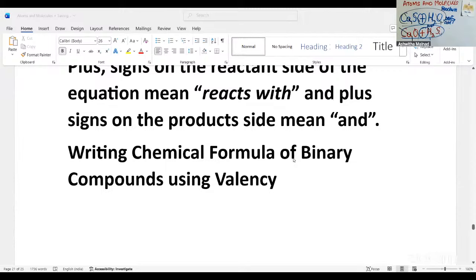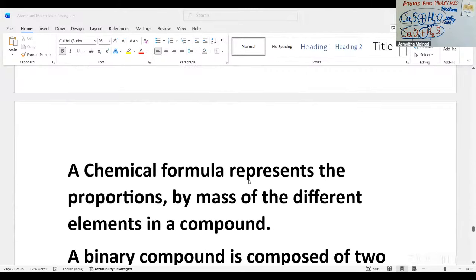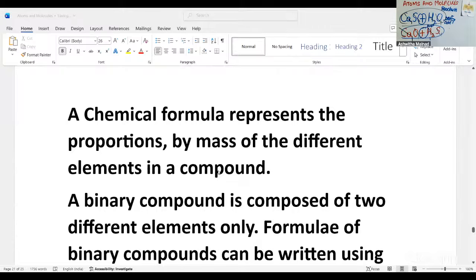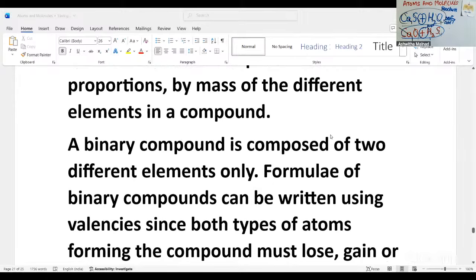Now, writing chemical formula of binary compounds using valency. We'll see that. A chemical formula represents the proportion by mass of the different elements in a compound. So it takes the total mass of the elements in that compound. A binary compound is composed of two different elements only. What does binary mean? It means two. So a binary compound is composed of two different elements only.